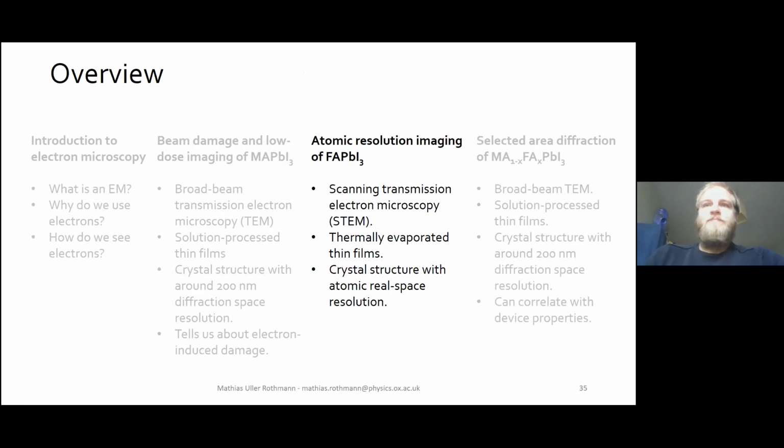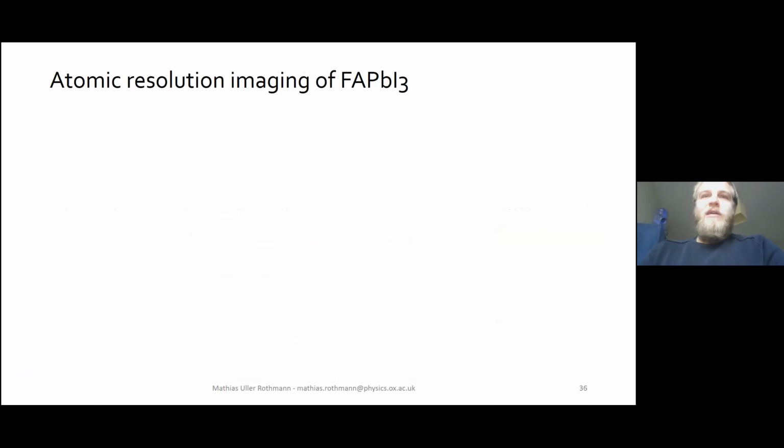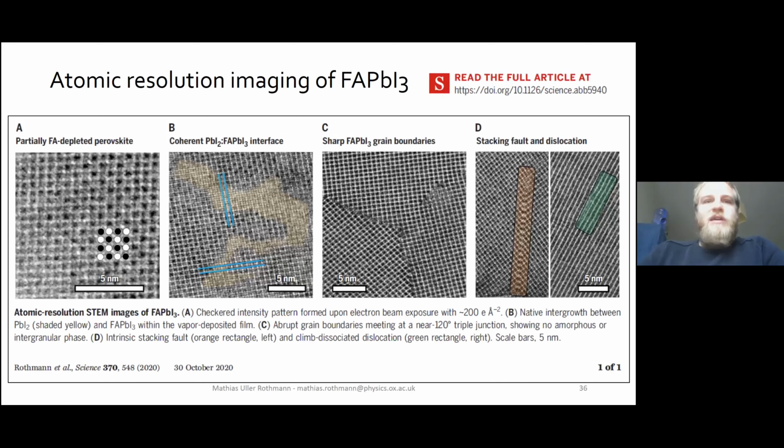I'm going to talk a bit about atomic resolution imaging, because that's the holy grail. Every time people talk about electron microscopes, they ask, can we see atoms? And yes, you can. It's actually really cool. We published this in Science a year and a half ago, and this is really the first time that we were able to see the intrinsic crystallographic properties of these thin films in real space, in real life, where we can see grain boundaries, we can see defects, we can see all kinds of really interesting stuff.